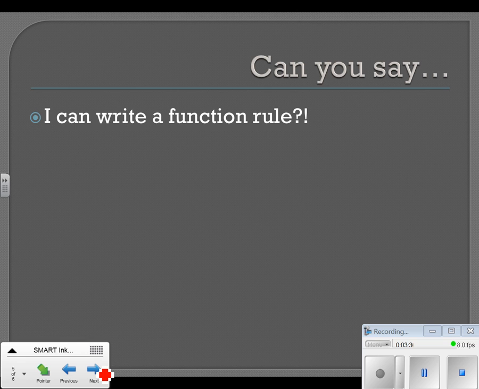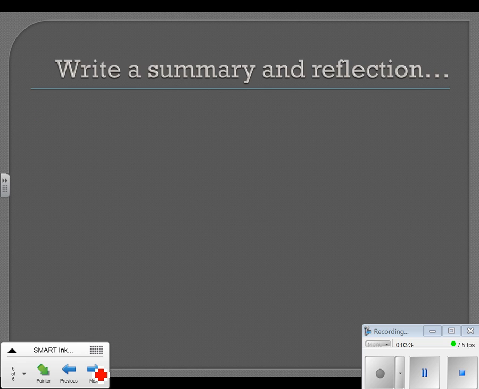Can you say I can write a function rule? Write a summary and reflection and be prepared with any questions for the work time in class.